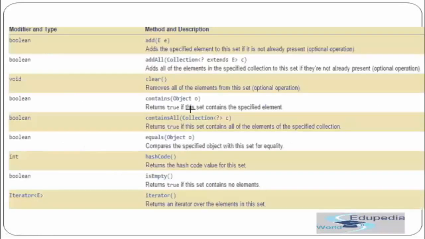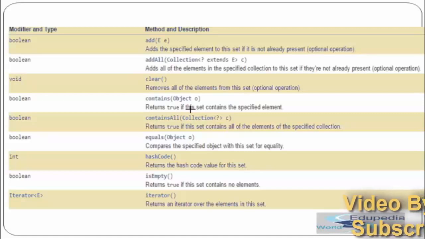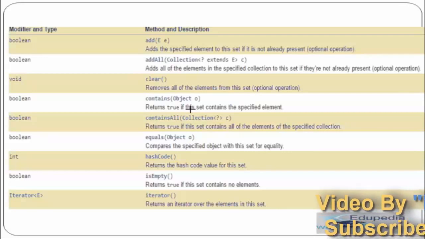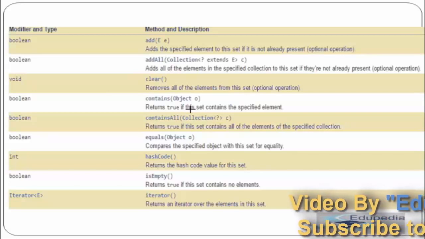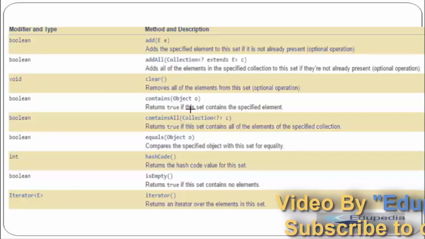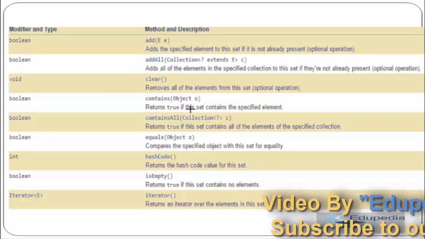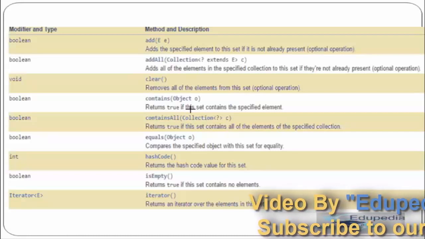Okay guys, so these are the methods that are present in the set interface. On the left hand side are the method descriptions. On the right hand side, we have modifier and type. So first is add. This adds the specified element to this set if it is not already present, and it returns a boolean if it is added successfully.